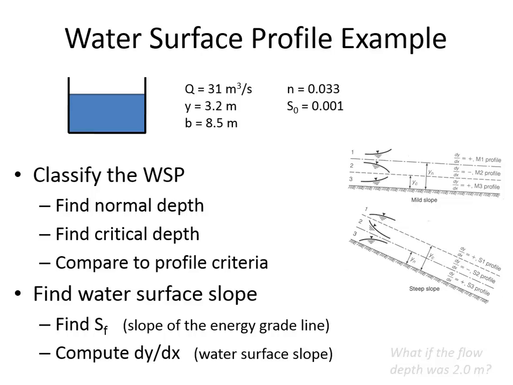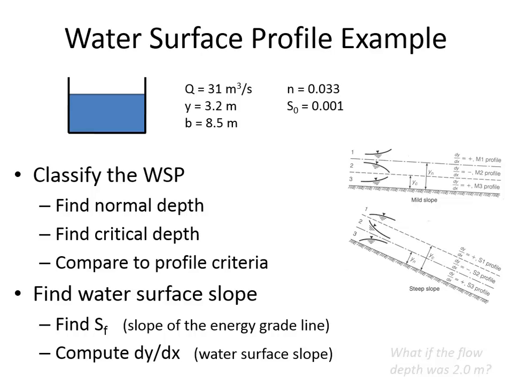Okay, so the dy dx is 0.000382. And that tells us that in the direction of flow, if this is a positive value, since this is positive, that means the flow is getting deeper downstream, getting deeper in the direction of flow. So we've computed dy dx, and that's the slope of the water surface relative to the channel bottom.